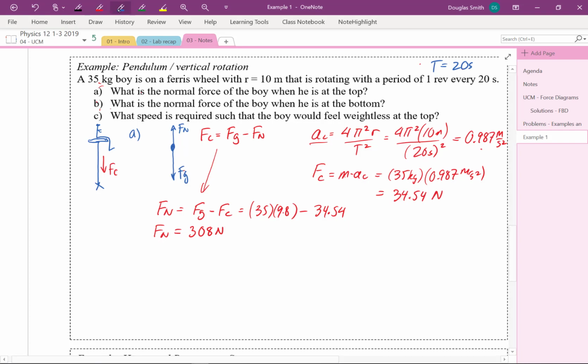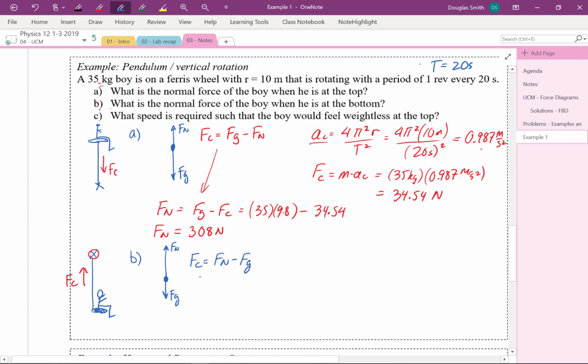B, what happens when he's at the bottom? So at the bottom, similar kind of thing. There's the bench. Here's the boy. Yay. So happy. Fn is still pointing up, and Fg is still pointing down. But this time, slightly different. That's the center of the circle, so Fc has to be pointing in that direction. Therefore, we know that the upwards force has to be greater than the downwards force. So here's the force diagram. There's Fn, and Fg has to be smaller. So in this case, Fc is equal to Fn minus Fg.